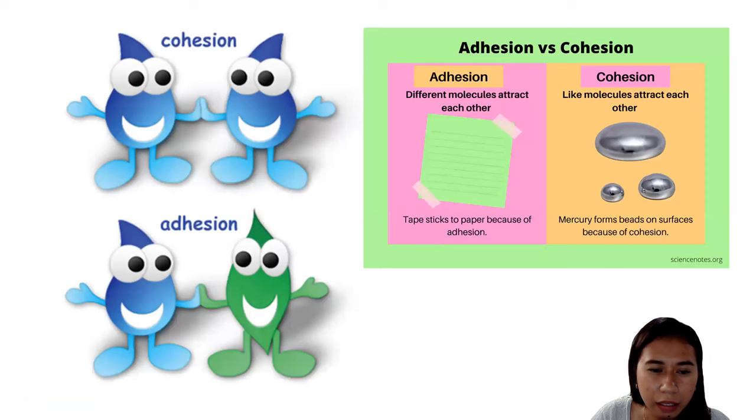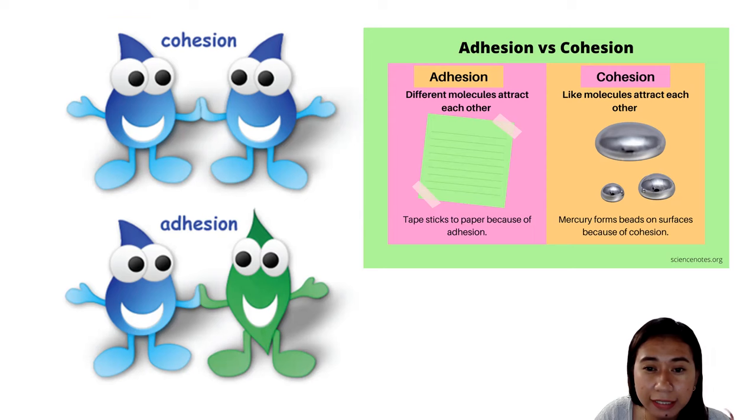What's the difference between cohesion and adhesion? Yan. Cohesion and adhesion. Pag sinabi nating adhesion, ito yung water is attracted to other substances. Kapag cohesion, water is attracted to water itself. Yan. That's the main difference. Okay? Cohesion, same substance. Adhesion, different substance.